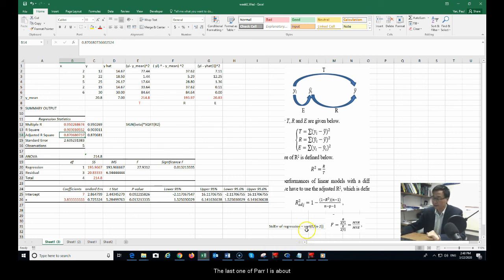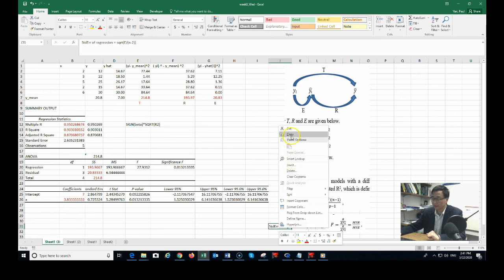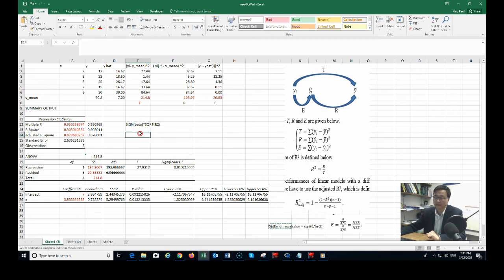Okay, the last one of part 1 is about standard error. Okay, so here is the formula. Okay, I'm going to copy and paste here.